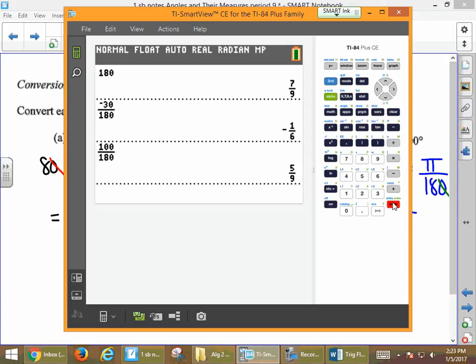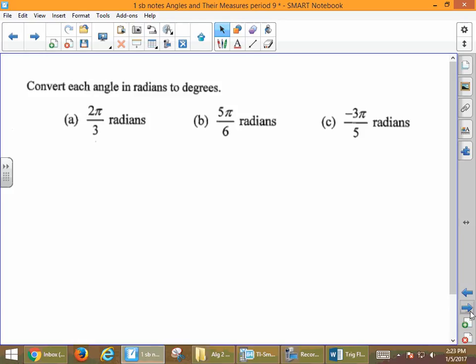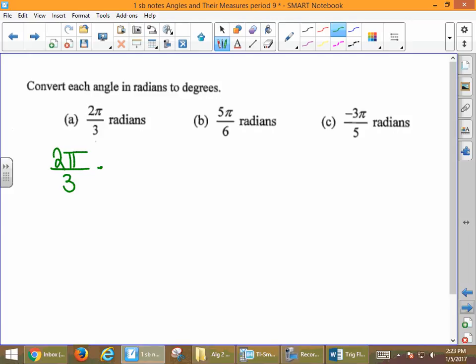But what we just did, we put pi's back into the problem, so we converted from degrees to radians. We can go the other direction. We can go from radians to degrees. So now we want to take out the pi. So this time it's going to be 2 pi over 3. And we're going to multiply by 180 divided by pi. And the pi's cancel out.